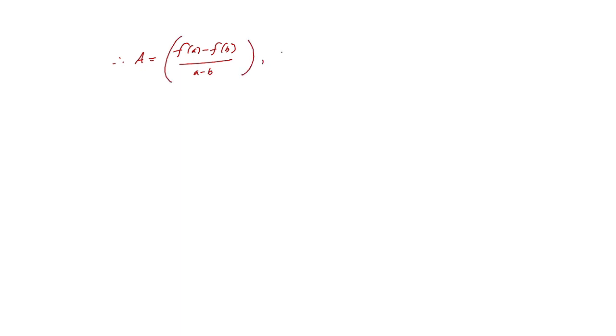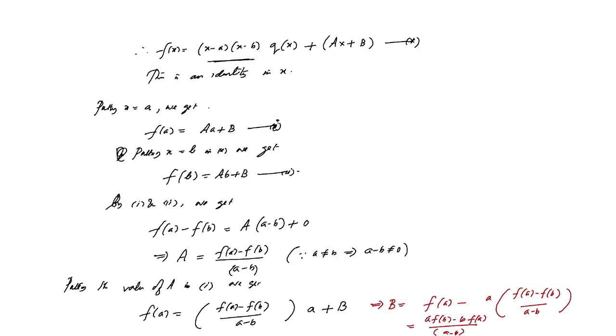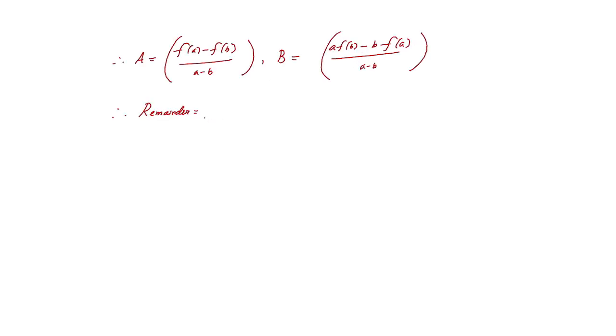This is our a. And b is a f(b) minus b f(a) by a minus b. This is b. So now we have to calculate the remainder. The remainder we have taken here, ax plus b, is the remainder. So the remainder is ax plus b.